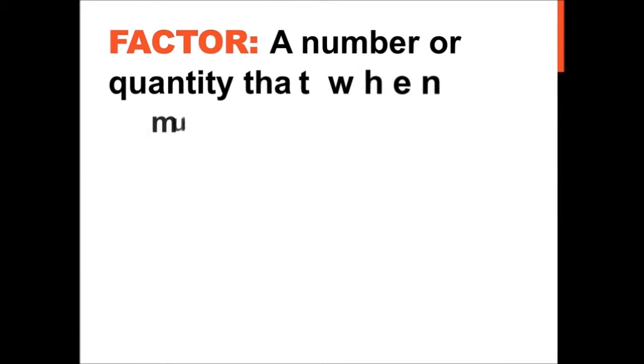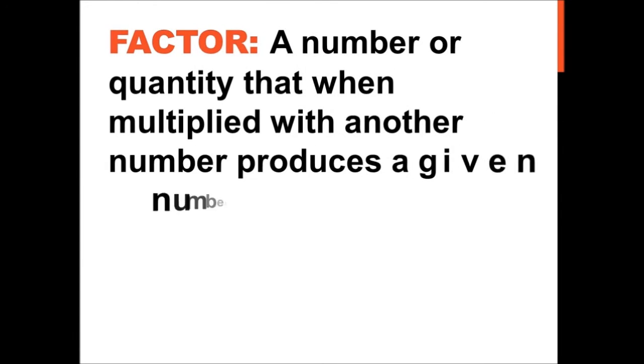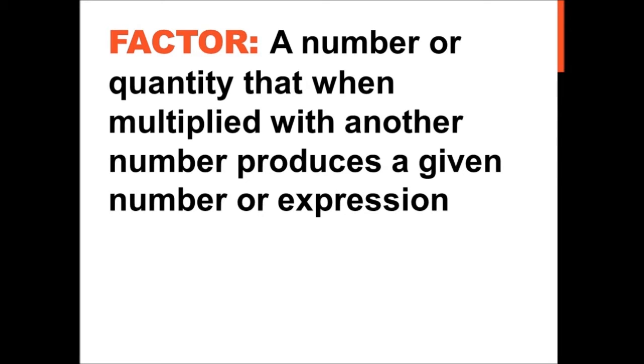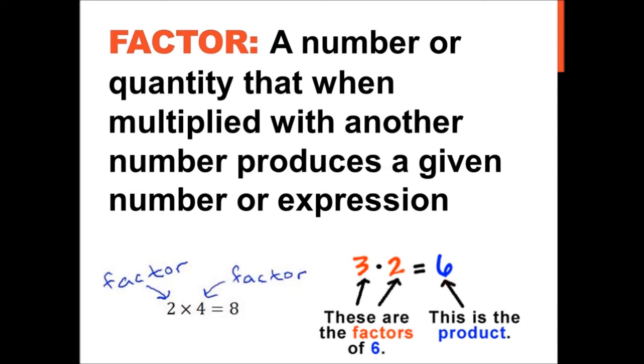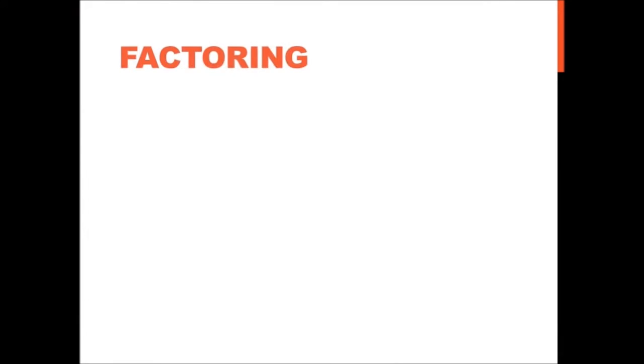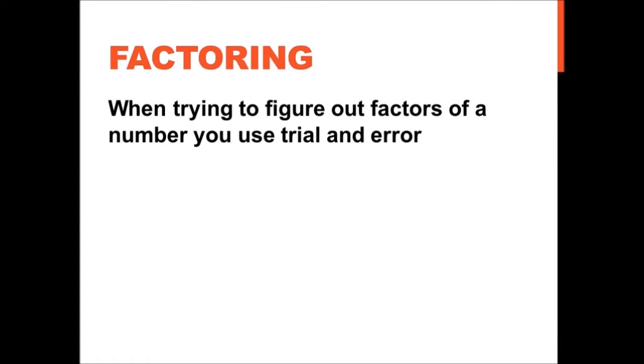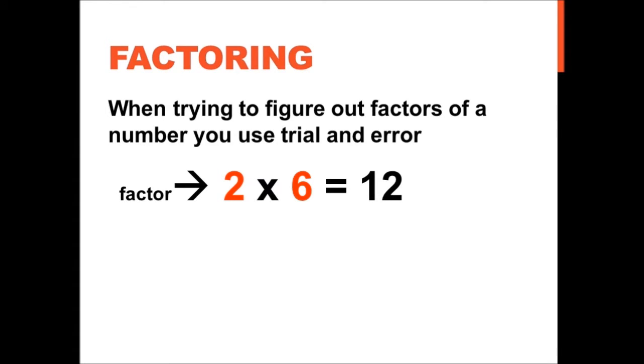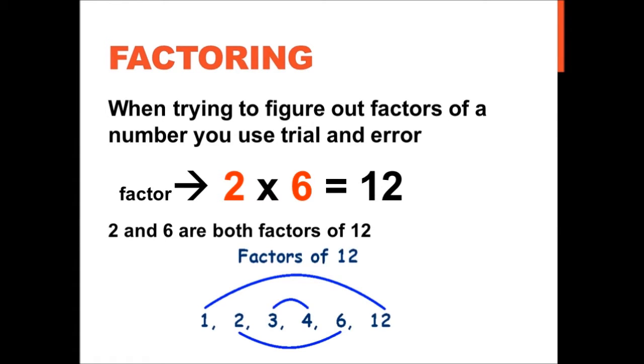Factor: a number or quantity that when multiplied with another number produces a given number or expression. 2 and 4 are both factors of 8. Factoring. When trying to figure out factors of a number, you use trial and error. 2 and 6 are both factors of 12. 3 and 4 are also factors of 12.